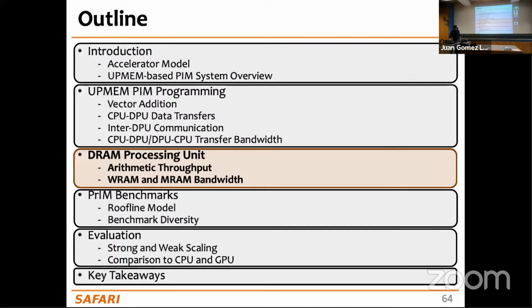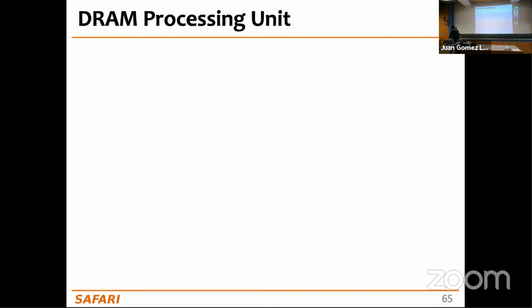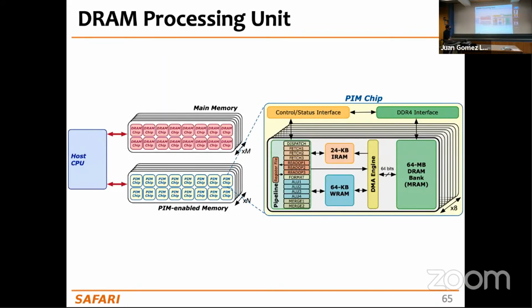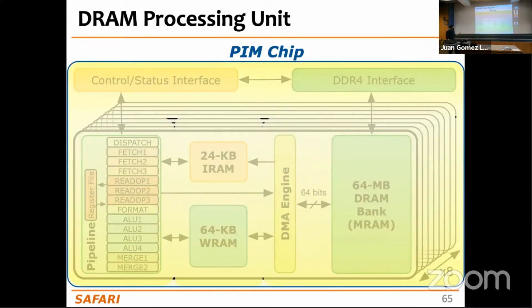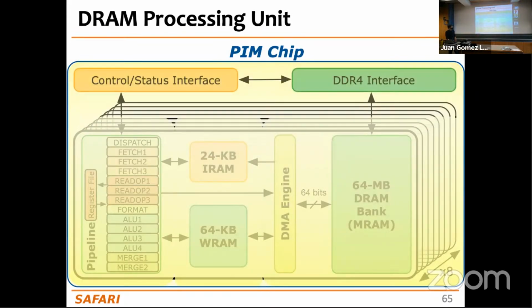Okay, now we are going to talk about the architecture, the microarchitecture of the DRAM processing unit, and also the ISA a little bit. We are going to describe it internally, and then we are going to characterize it with some microbenchmarking experiments. You already know this picture: the host CPU system, main memory, PIM-enabled memory, and inside each of the PIM chips, we have multiple DRAM banks.